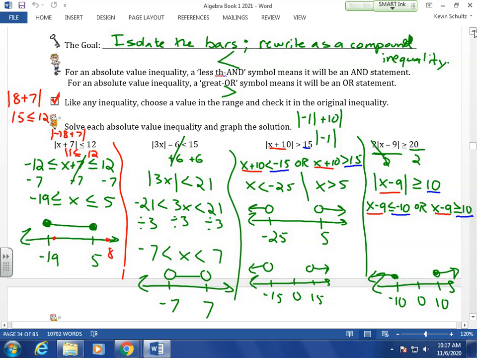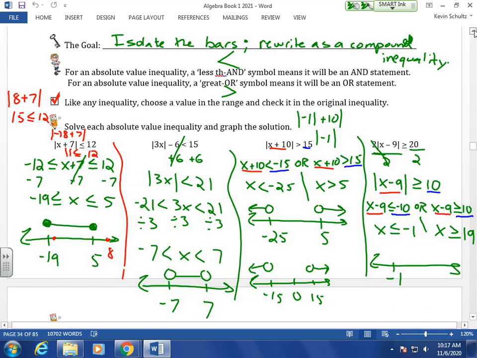So to solve this, we would add 9 to both sides here. Negative 10 plus 9, x is less than or equal to negative 1, or positive 10 plus 9, x is greater than or equal to positive 19. So any number within those ranges, less than or equal to negative 1 or greater than or equal to 19, will make this inequality work. Our solution graph, which is the graph you actually need to have, that first graph is just kind of a helpful visual, perhaps.